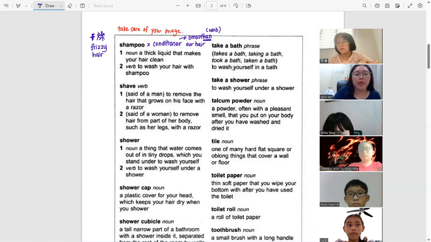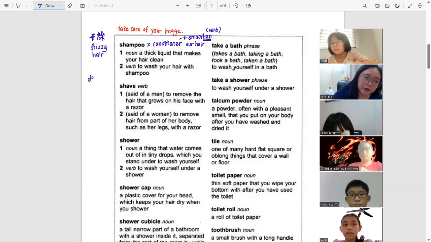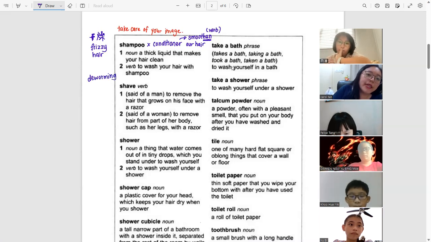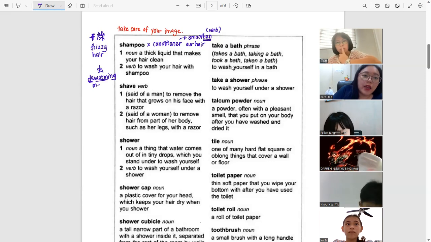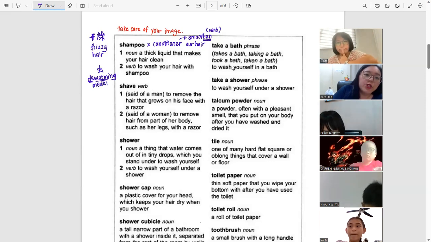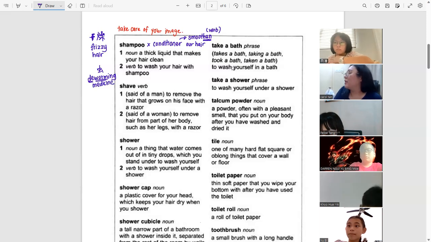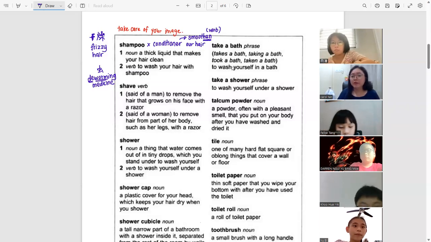Oh, then maybe she needs to take the deworming solution. What is deworming solution? Deworming medicine. What is deworm? De is not, to remove. Worm is 虫. Right? Deworming solution means, what is that in Chinese? 蛔虫药. Do you know what is 蛔虫药?